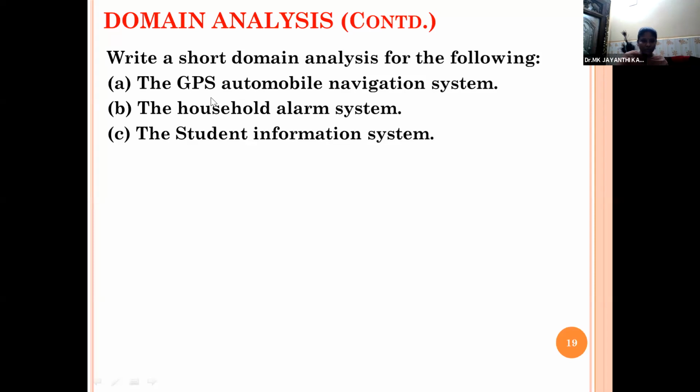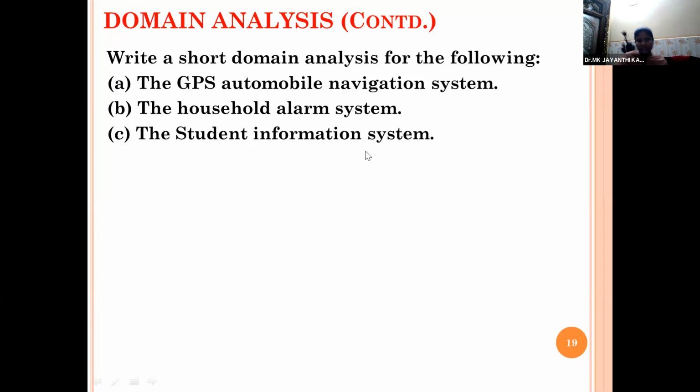We are using household alarms, so where it is used, who is using the household alarms, what the functionality is, how it is useful, and how it can be automated as a security system. For that also you can write the domain analysis document.